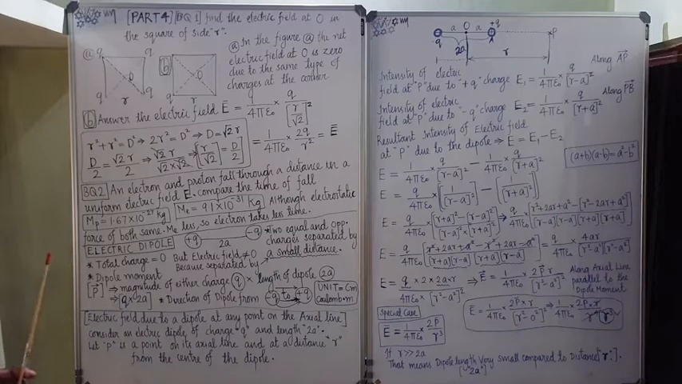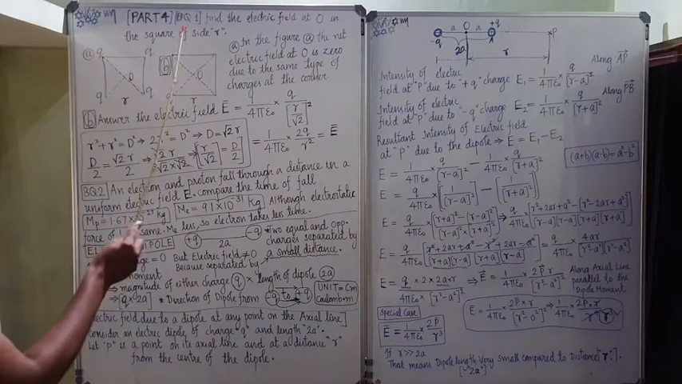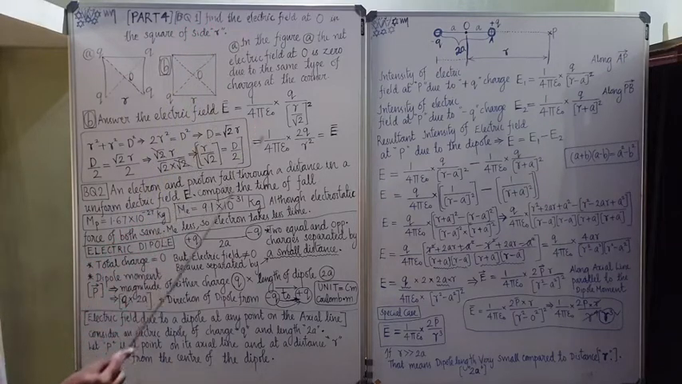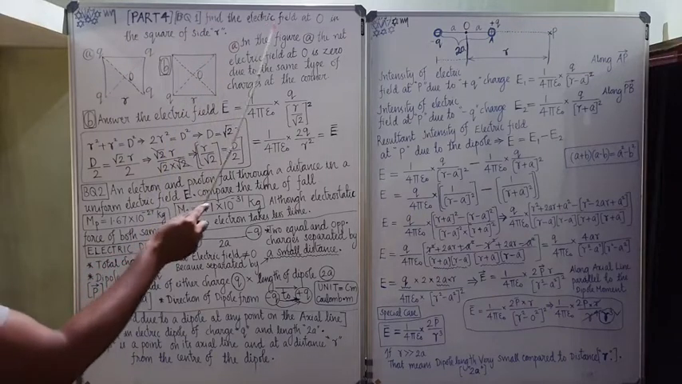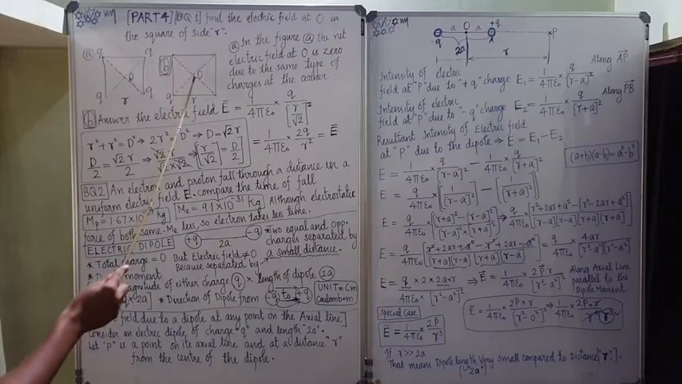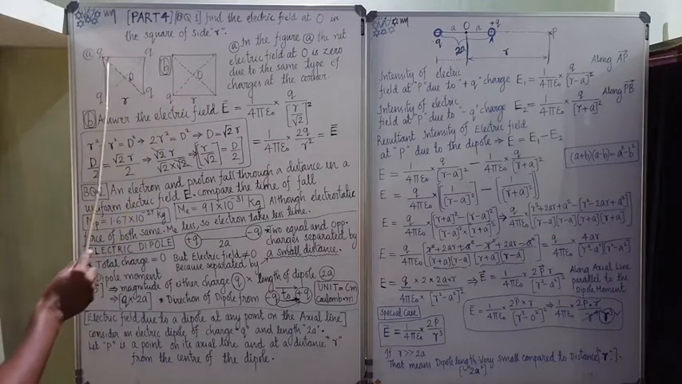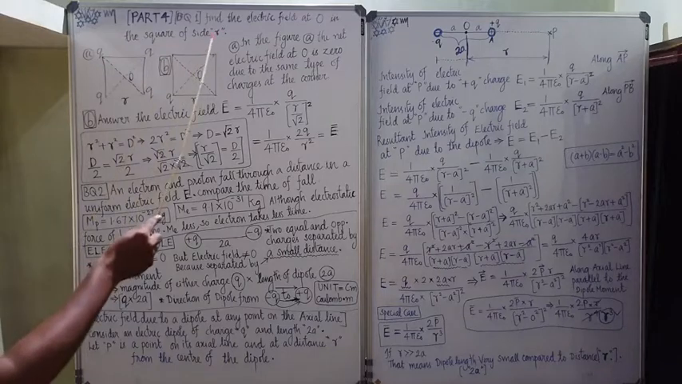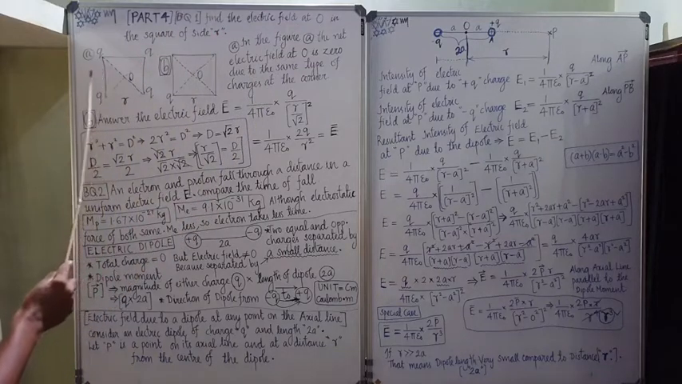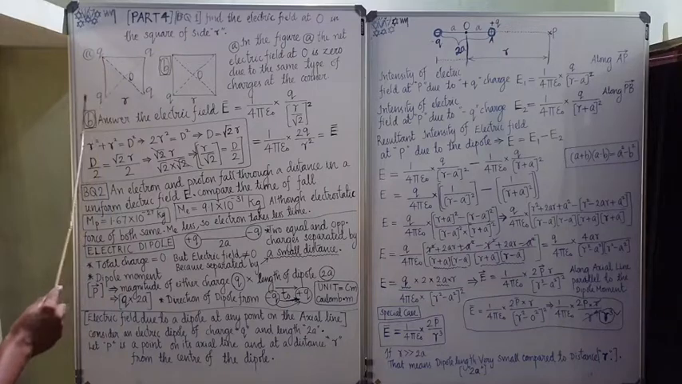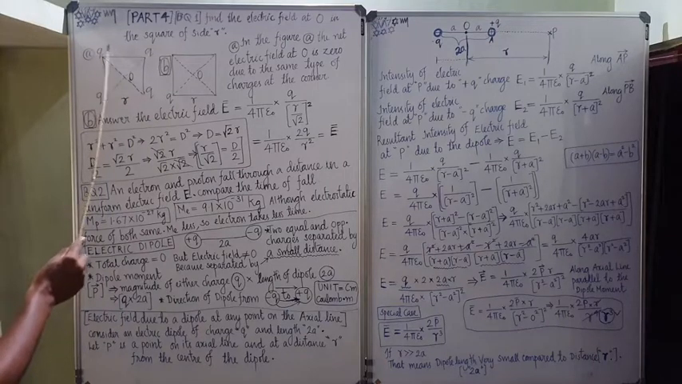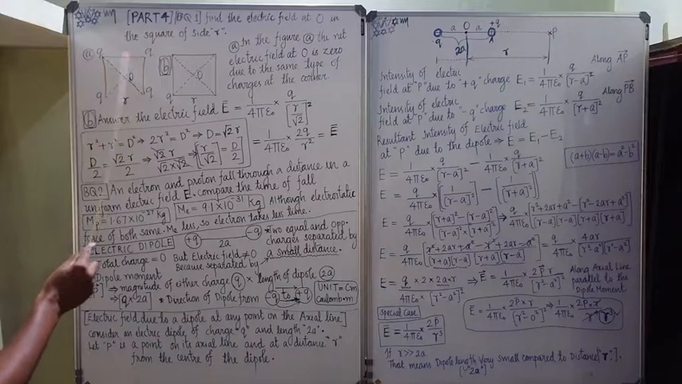So, can we continue? First of all, the board question asks: find the electric field at O in a square of side R. Okay, this is the square, side R, and we have to find the electric field at O. Two figures are given, figure A and figure B. In the first figure, there are equal charges, whether negative or positive, at the corners of the square.